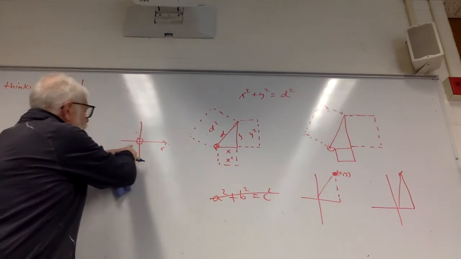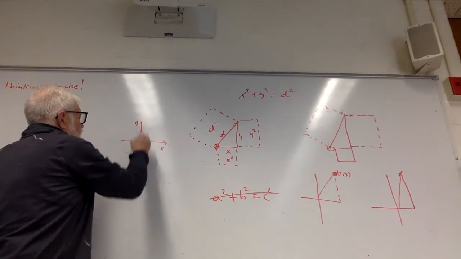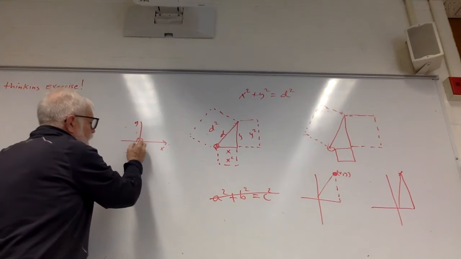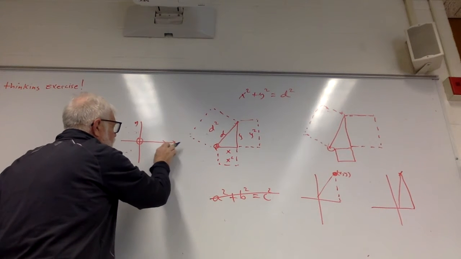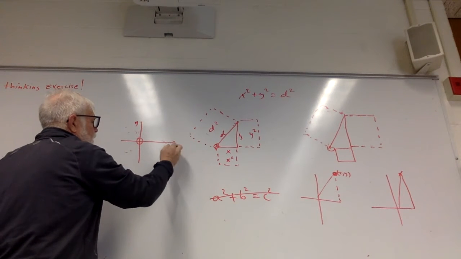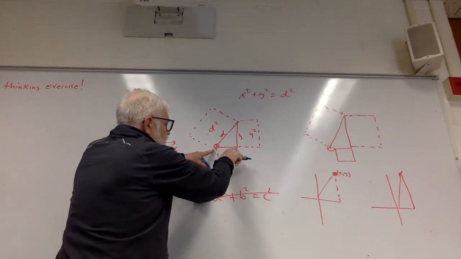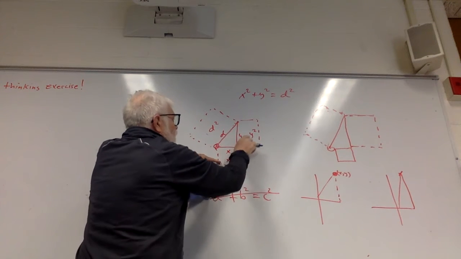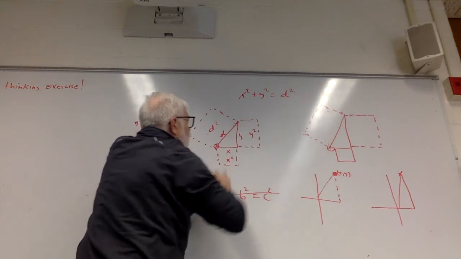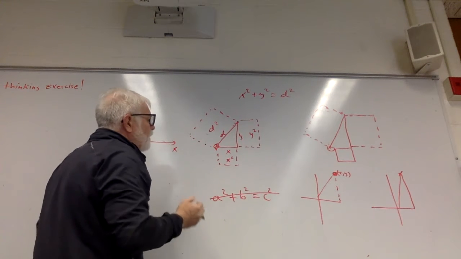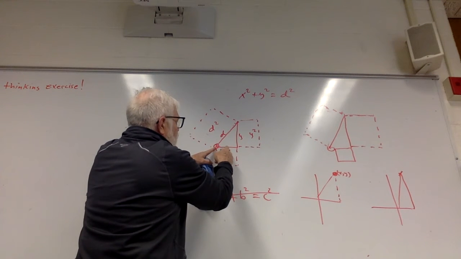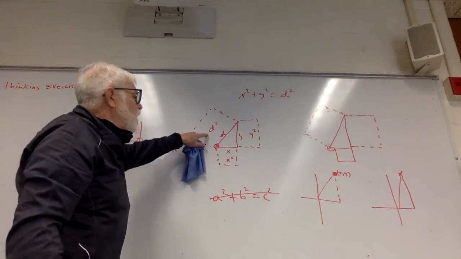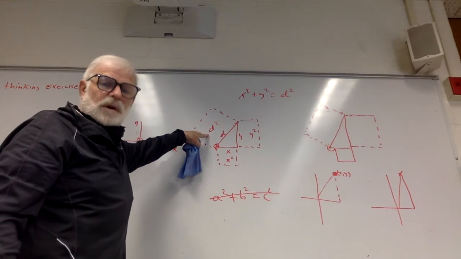Here's an xy axis. Here's your origin. And we commonly refer to this as moving in the positive x direction. If we take a certain distance and match it with a certain y, then we get our x squared plus y squared equals d squared relationship. Well, what happens if x gets smaller? This d squared is constant. I should probably call it c. But d squared is constant.